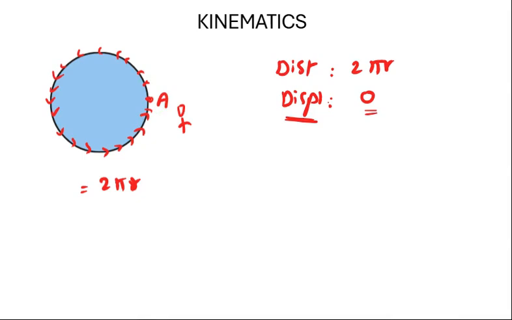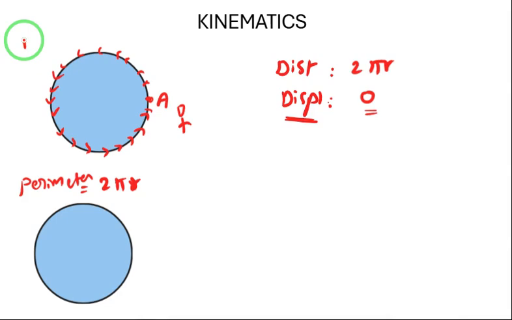Take another example now. This is the first example, this is the second example. In the second example, a man started from point A. For example, here is a man. A man started from point A and is running in a circular track. For example, he traveled up to point B. At point B he stopped. So now you calculate distance and displacement.